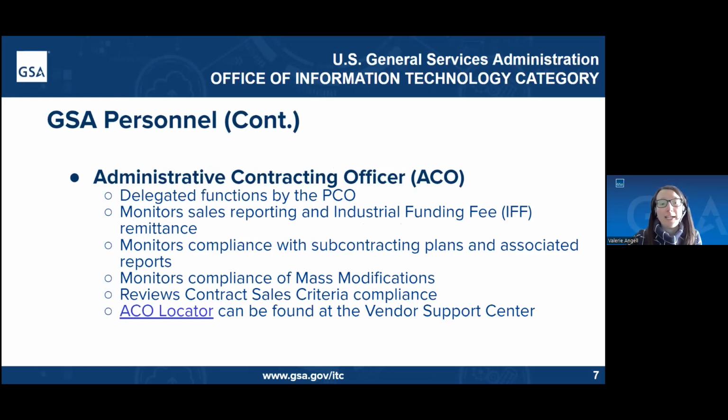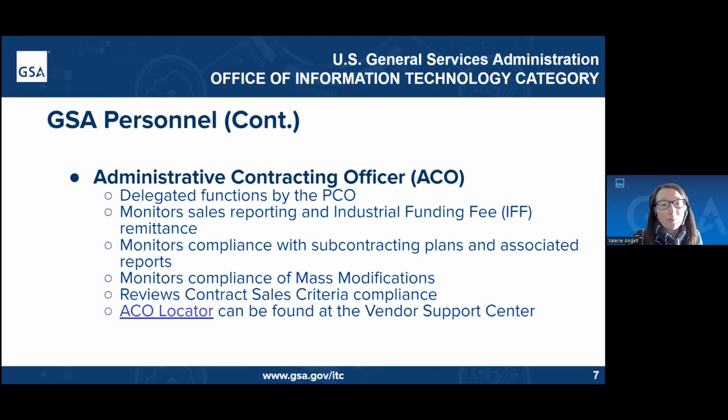Next up, we have your ACO, and that stands for Administrative Contracting Officer. And your ACO will be assigned shortly after your contract is awarded. And in some cases, this may be the same person as your PCO, but sometimes they're different as well. Your ACO is delegated specific functions by the PCO. And so these specific functions are they monitor sales reporting and industrial funding fee remittance. They monitor compliance with subcontracting plans and associated subcontracting reports if that's applicable. Your ACO will award your subcontracting plan modification if you have a commercial subcontracting plan.